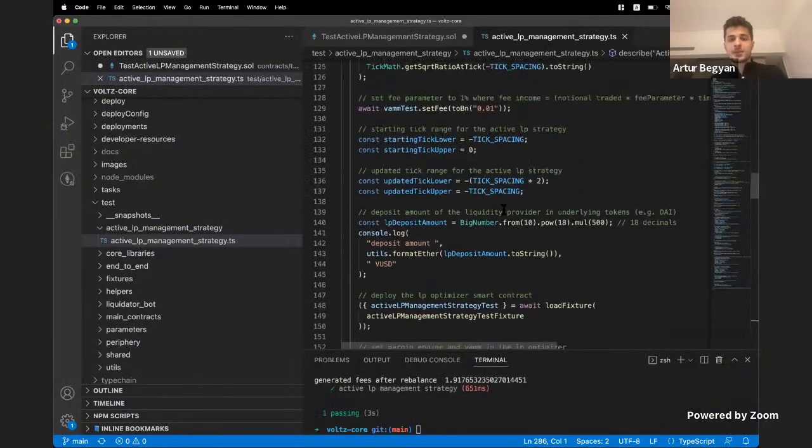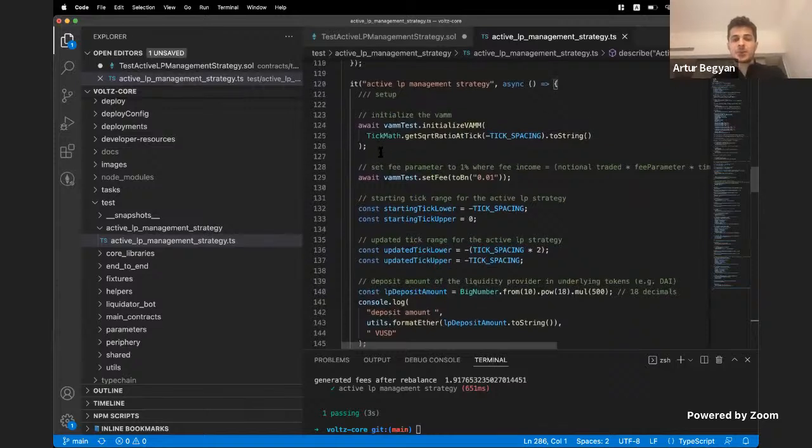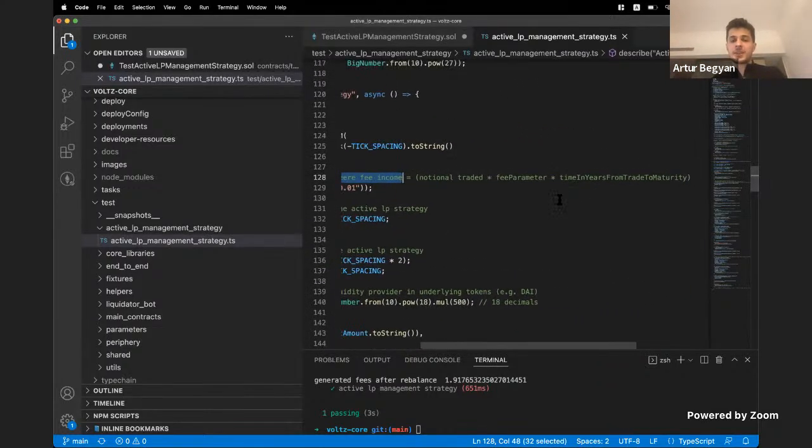Once we're in the simulation, there are a few key things we need to set up. We need to initialize our VMM. We need to set the fee in a given VMM pool, and the fee parameter effectively defines how much fee income LPs can generate. To calculate the fee income, we need to take the notional amount traded, multiplied by the fee parameter, and also scale by the time in years from now until maturity of the pool.